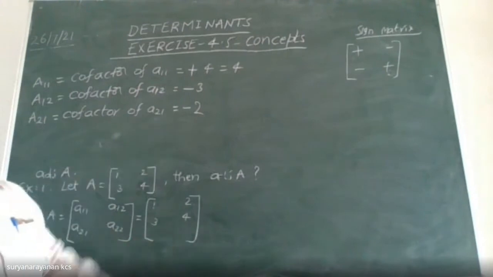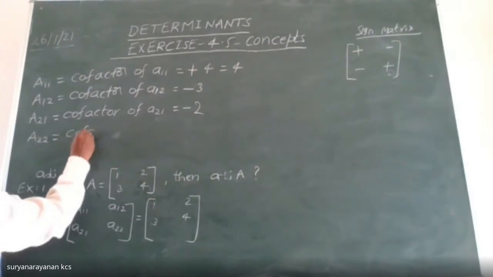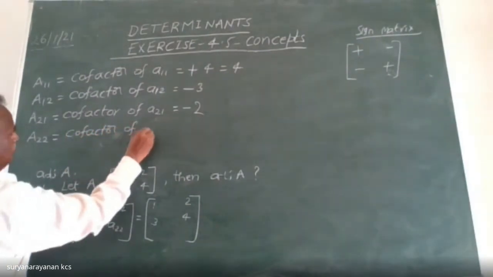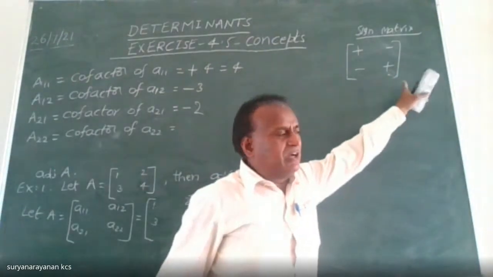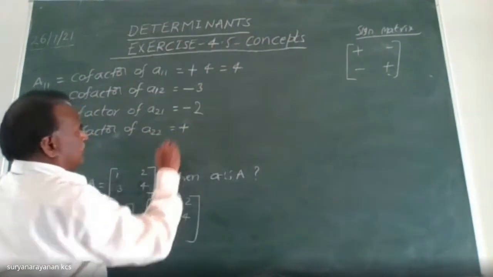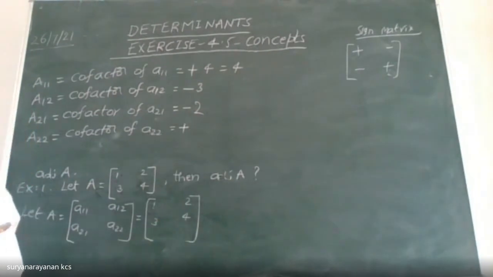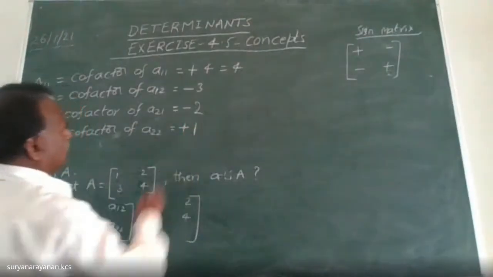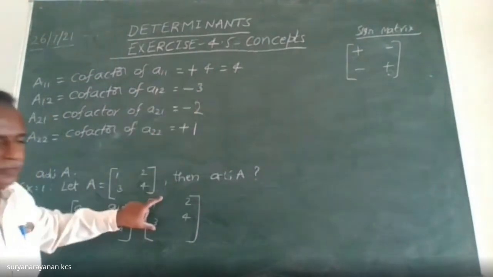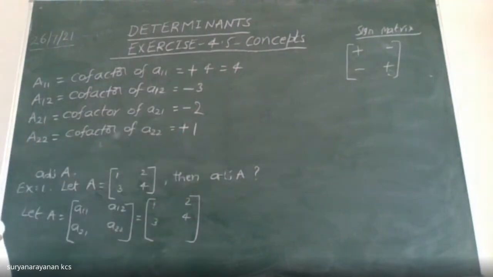Understood this step, children? Similarly, finally, the cofactor of A22. Immediately go to the sign matrix. What is the sign here? Plus. Keep plus here. Close the second row and second column. What is the element left here? 1, sir. Yes, 1. That's all. So these are the cofactors of the elements of this matrix.